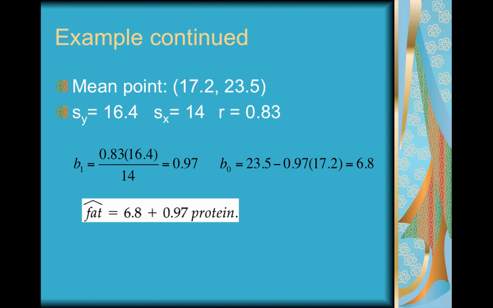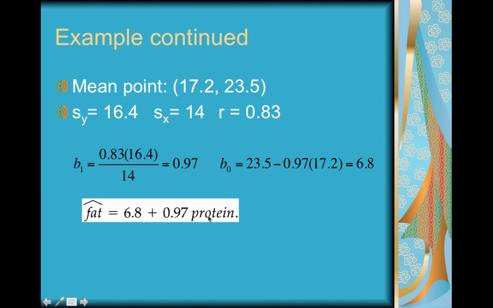Then, when we're writing our model in context, because remember, context is important, we don't use x and y for our variables. We plug in what our x and y variables actually represent. Our y variable was the fat, so it still has to have a hat, because that hat indicates that it's going to be a predicted value. So our predicted fat is equal to 6.8 plus 0.97 times the protein.